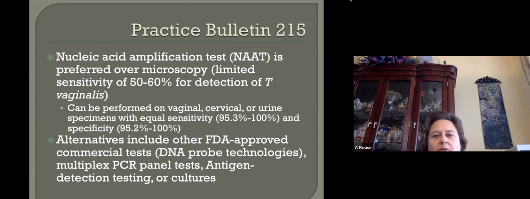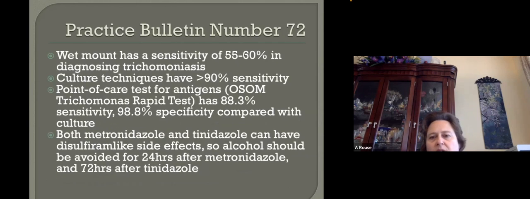Anyway, if you're doing your NAT test, it is a little bit more sensitive and specific. You can do other commercial tests. So again, in our office, we're using our DNA probes. Wet mount, surprisingly, is very low sensitivity. Culture techniques, very sensitive, point of care tests. So this will be kind of where we're at.